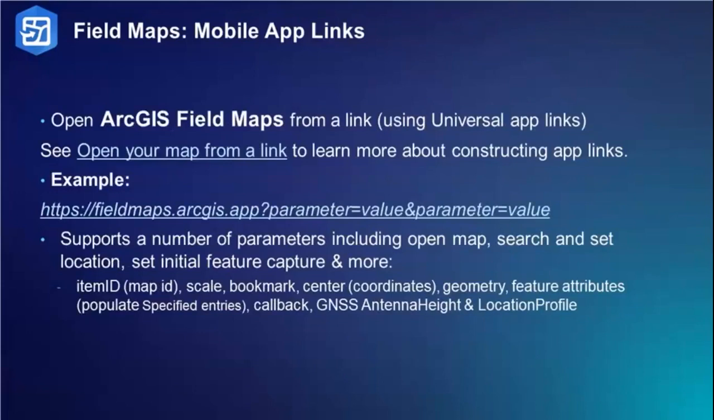Well, we have a new set of app links that will work with Field Maps, and the parameters are structured in the same way, and they support a lot of different options, including opening a map, searching on features, setting a location. You can also pass attributes and do initial feature capture and more, and just follow the help topic to find out. But any existing map links, like if you have a Survey 123 map link and a Collector map, you can open that map in Field Maps, and that link will work as it did before.